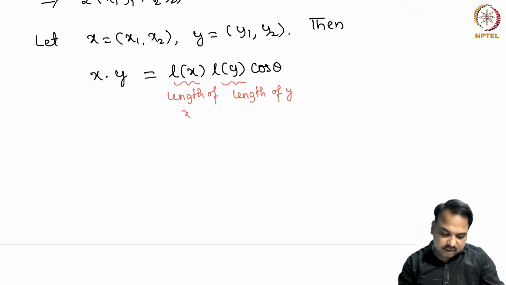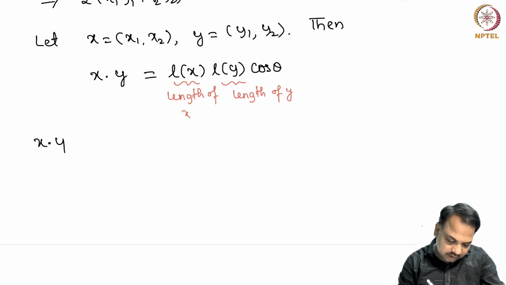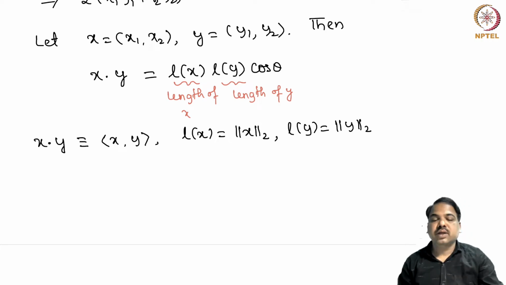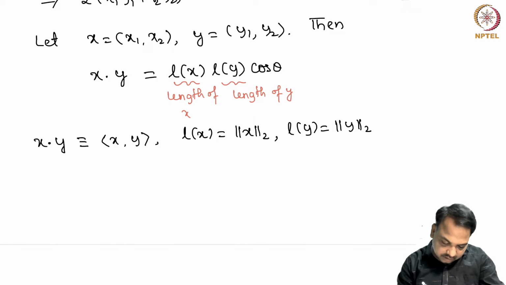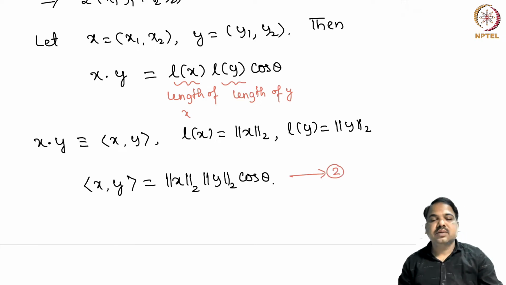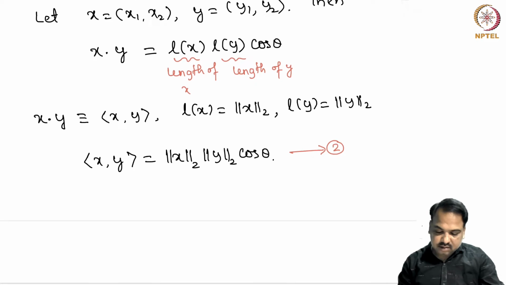Okay, so let us slightly change the notation again. Instead of x dot y, we write this as bracket xy, and this length of x is the Euclidean length, called the Euclidean norm, which we will be discussing at a later stage. So the length of y is the Euclidean norm of y. Then the same can be expressed in this new notation as follows. This equation expresses the scalar product in terms of the lengths of the vectors as well as the angle between the vectors.